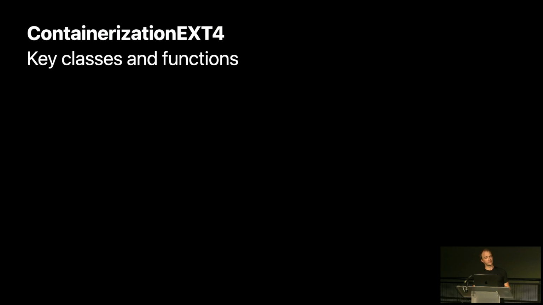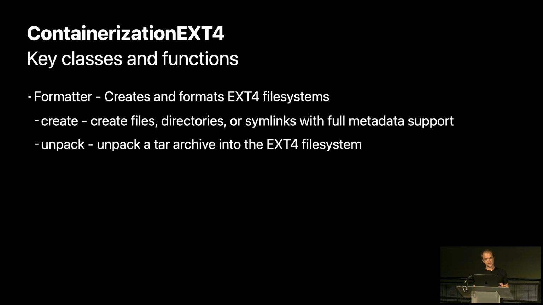In creating it, we have a couple of different classes and some key functions that I'll highlight and we'll demonstrate using in a second. First of all, we have a formatter. This allows us to create, format, and manipulate an ext4 file system from macOS. The unpack is kind of interesting. We use that one for unpacking container images. It just takes a tarball and puts that whole thing into a file system. And you can do multiple of them into the same file system. Create allows us to do things like create an individual file, directories, symlinks, these types of things.